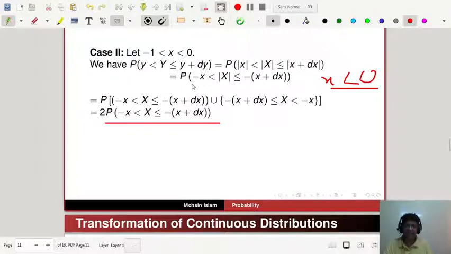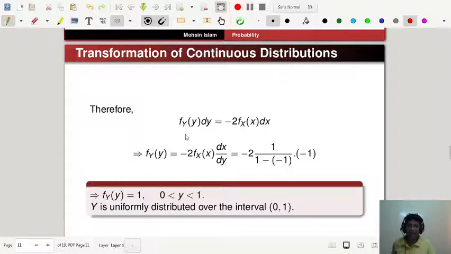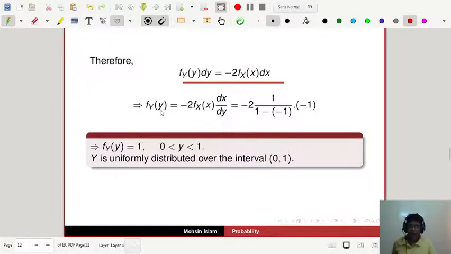So you have this negative interval. And this interval can be written as the union of these two intervals. These two intervals are again mutually exclusive. Again using the symmetry, you will arrive at this probability differential equation. And fY(y) is given by, in this case also, 1. So in both the cases, y is uniformly distributed over the interval 0 to 1 because your y is mod x.